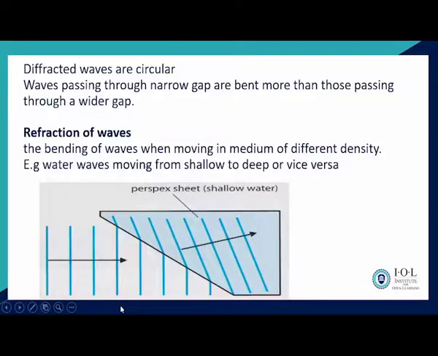So you should be able to describe how these waves are refracted from shallow to deep or from deep to shallow. From deep to shallow, if they are refracted at an angle, they are going to be refracted away from the normal line. And for straight waves approaching a straight barrier, they are not going to be sent back, but they are going to be refracted in the same direction.